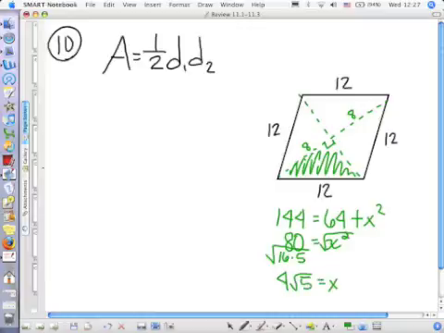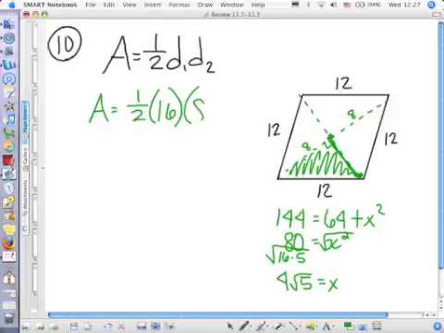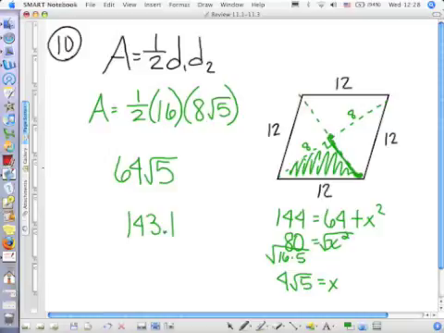Okay, so one diagonal is 16 units long. How long is the other one? No, wait. 8 square roots of 5. Because I just found the distance from here to here, which is half of the whole thing, right? So the other diagonal is 8 square roots of 5. So that gives you 64 square roots of 5, or 143.1.